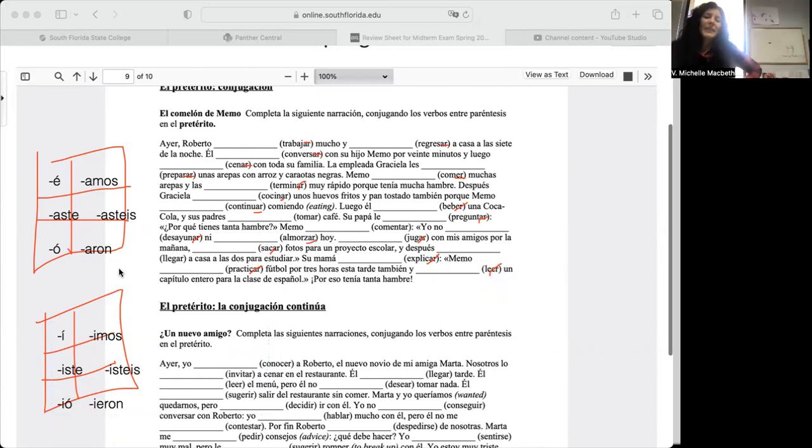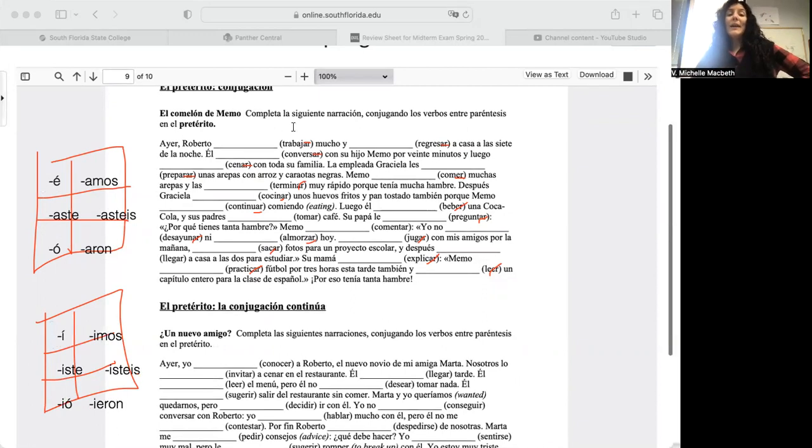Okay. So, all right. So now this gives me a lot of information to go off of. So I have Roberto, I have trabajar, right? What is the root? Trabaj. And then what is the right ending for Roberto? Trabajó. No? And then I have regresar. Roberto is still the subject. So what is the root? Regres. And again, regresó. No?